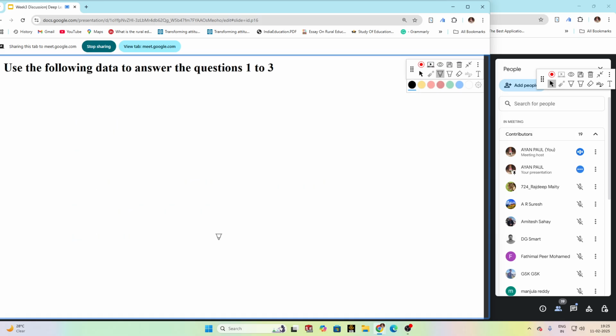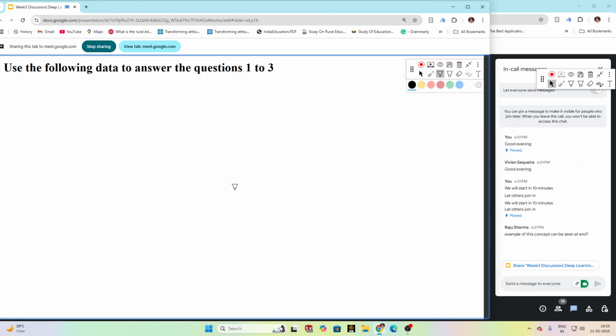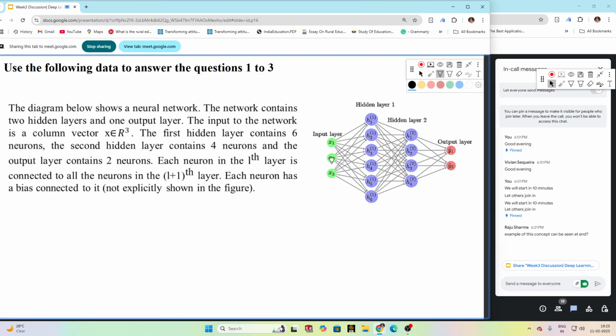So in each question I will be putting the question first. We will first discuss what could be the answer, and then we will discuss the true answer. So this is the first question. Use the following data to answer questions 1 to 3. So this is the neural network.